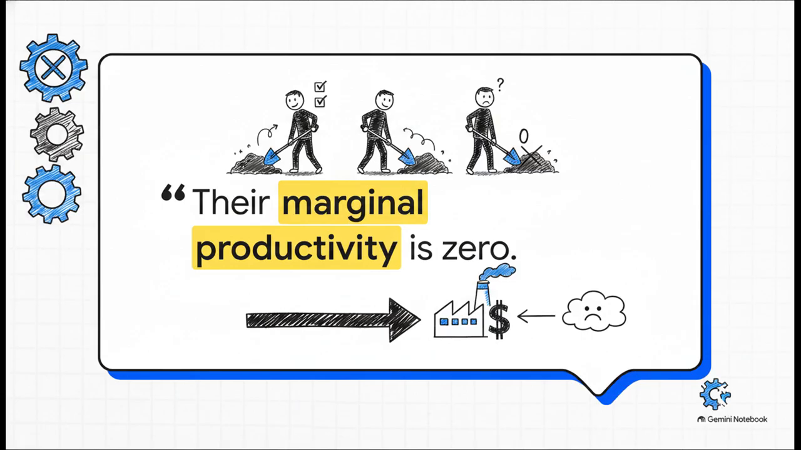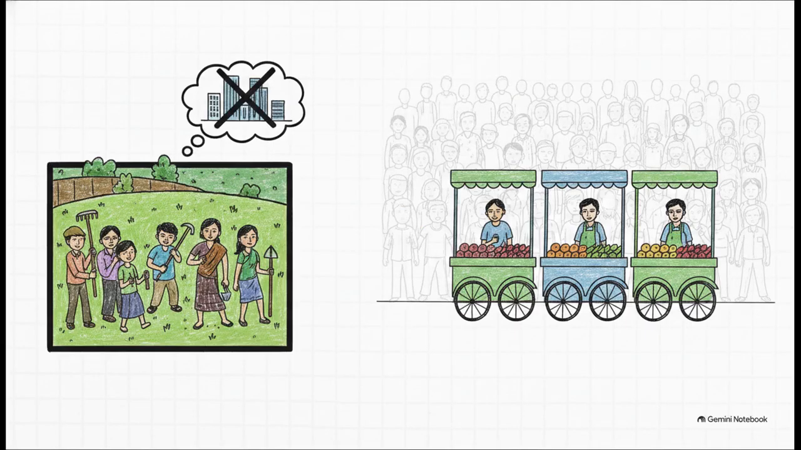Let's translate that heavy economic jargon into plain English. It literally means that the extra effort from that extra person adds absolutely nothing of value to the final product. The work was already getting done perfectly well without them. So they are technically working, but economically speaking, they are entirely redundant. So why on earth does this happen?